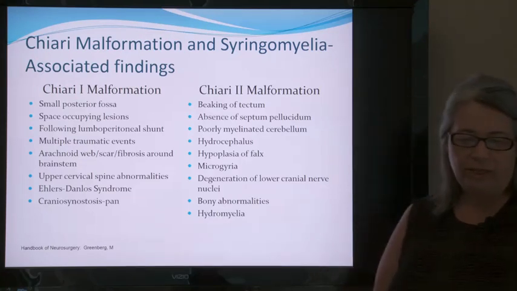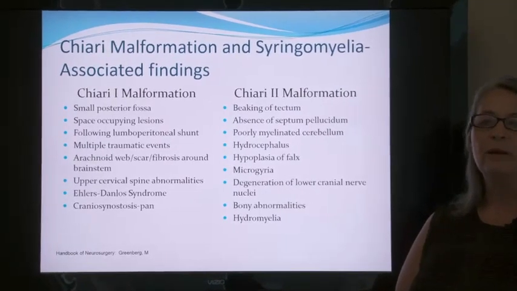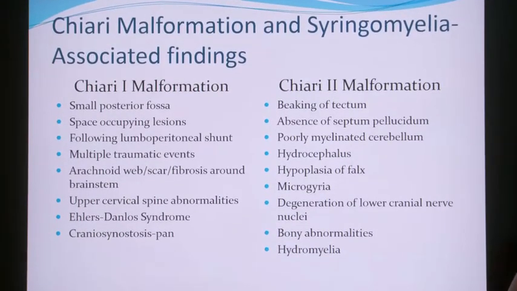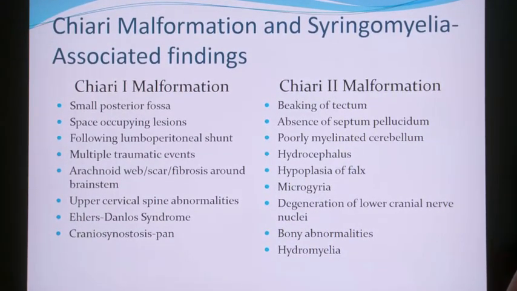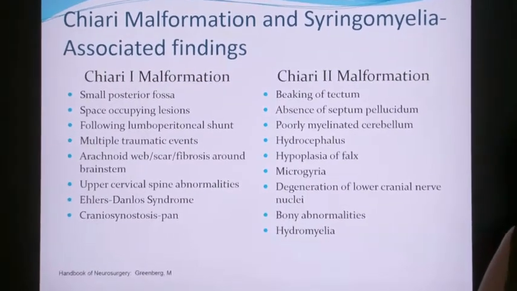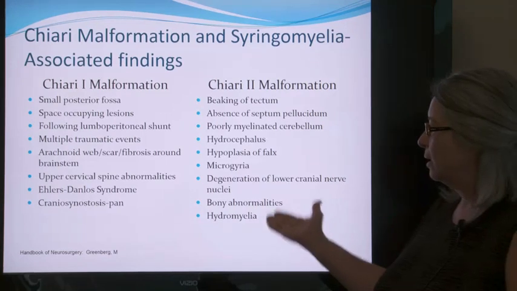So what are some of the associated findings with Chiaris? Parents always want to know, does my child have a genetic disorder? Is this a family trait? Do they have something else wrong with them? Or could this have just occurred spontaneously? And the answer is yes to all of those questions. They have found that there are some common genetic disorders, chromosomal abnormalities, syndromes that can be associated with a higher likelihood of having a Chiari malformation. So they're listed here.